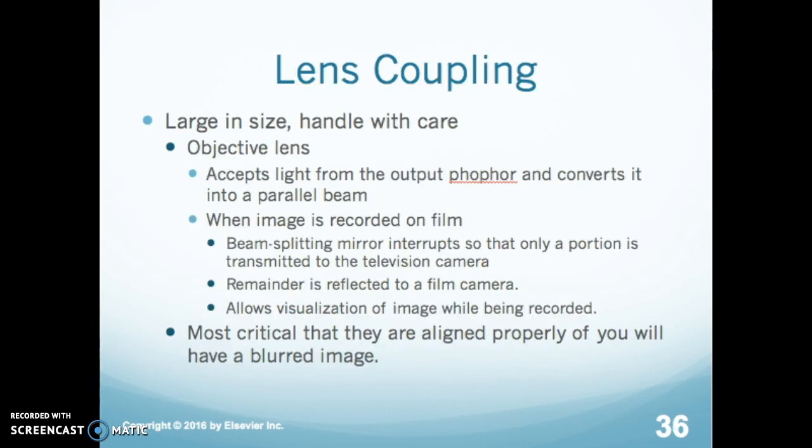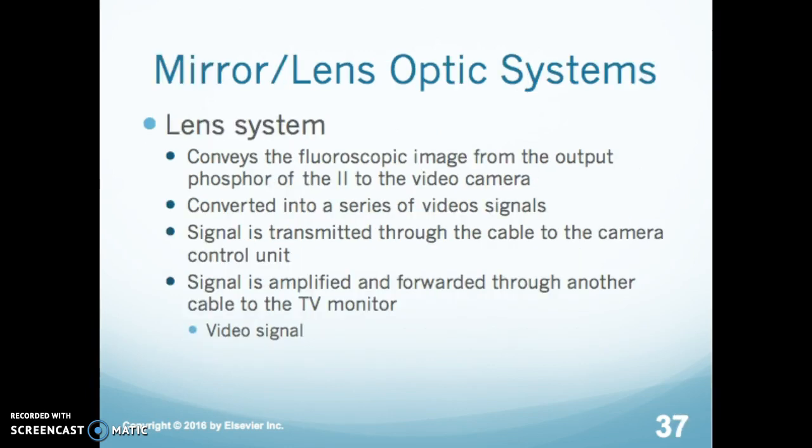So the lens coupling, it's large in size, you have to be careful when you handle it. So it has objective lenses, so accepts light from the output phosphor and converts it to a parallel beam. When the image is recorded, the beam splitting mirror interrupts, so only a portion of it is transmitted to the television camera. The remainder is reflected to the film camera, allowing visualization of the image while being recorded. It's most critical that they are lined up properly or you have blurred images, and if you handle the II rough, it can knock these lenses out and they need to be adjusted.